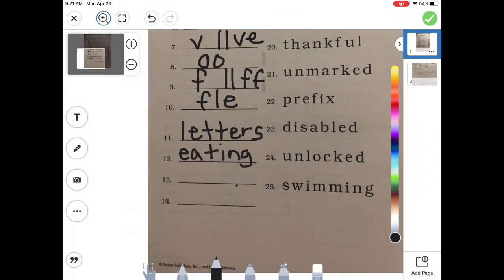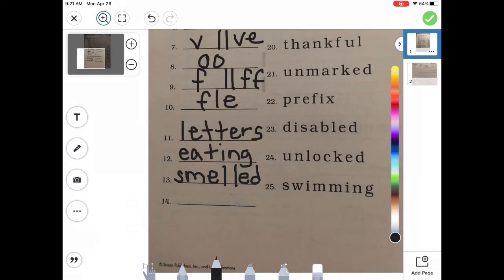How about smelled? Smelled, so I have SM, L. Remember, it's after a short E, so LL, smelled. Now remember, I hear the D, but it's trying to tell me that it's something I already did, so it's going to be ED.